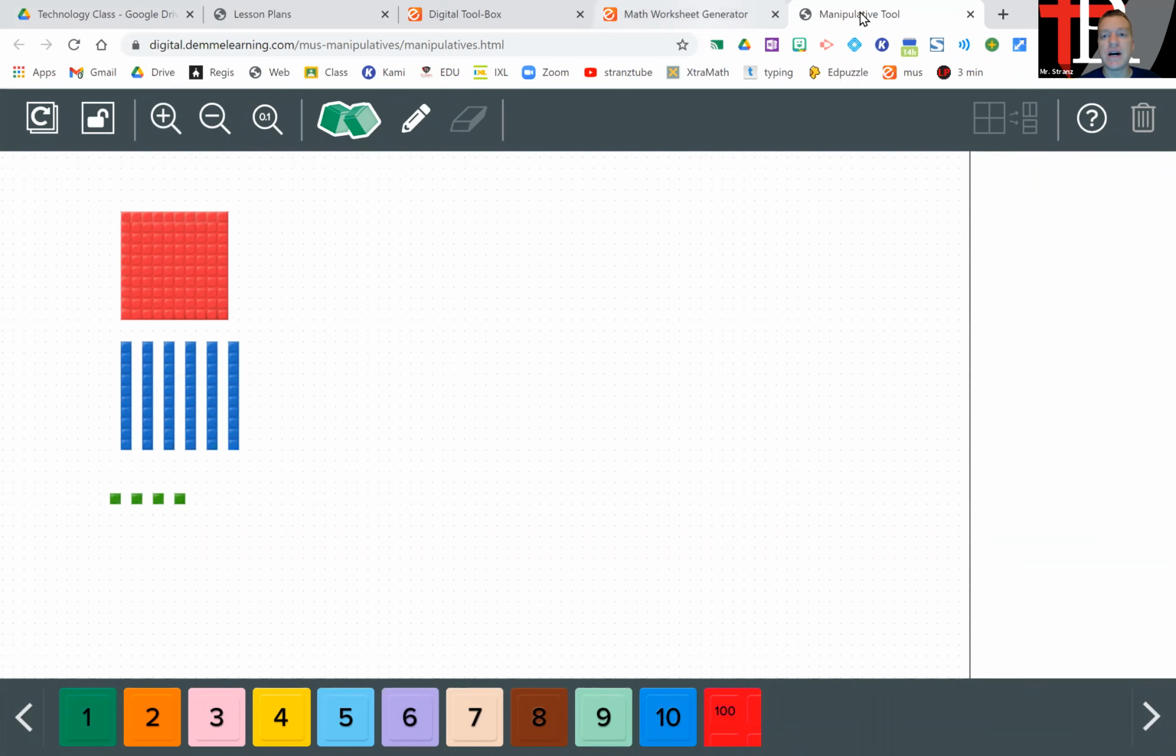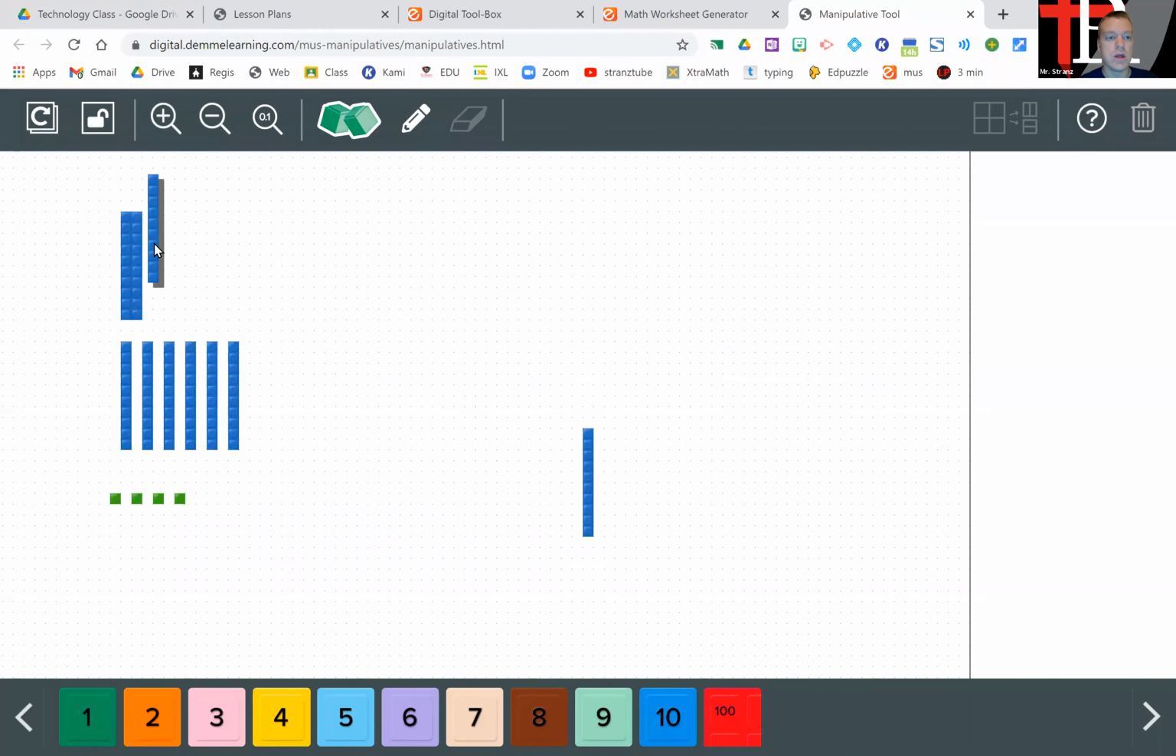All right, I need to divide that into 4 groups. Okay, so I am going to replace this right here with 10 tenths. Okay, so I'm going to get rid of this. I'm going to replace this with 10 tenths. 1, 2, 3, 4, 5, 6, 7, 8, 9, 10. Okay, it's the exact same thing. I'm just replacing them so I can move them easier.